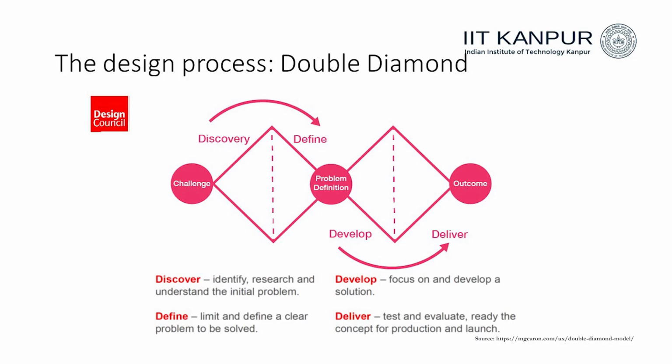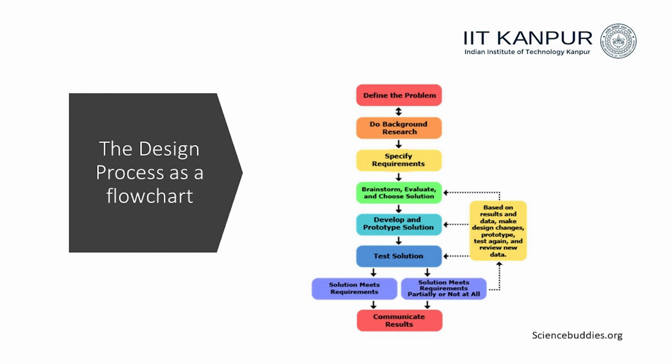This is based on the Design Council and it has become quite popular. It is not the only way to look at the design process. The design process has also been articulated in many other different ways, and you learn this in your other courses as well, where you define the problem, you do some background research. So, the background research helps to define the problem, okay. So, it is a two-way process, and then having done that, you specify the requirements of your solution, you do brainstorming, evaluation and choosing the solution, developing and prototyping the solution, testing it, then checking whether it meets your requirements, and finally communicating the results, okay.